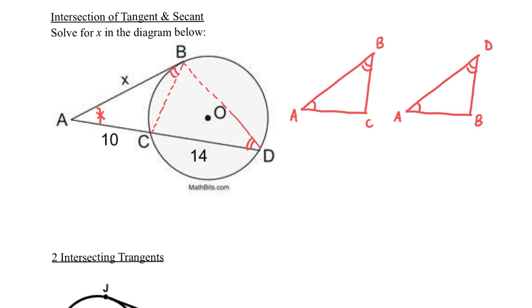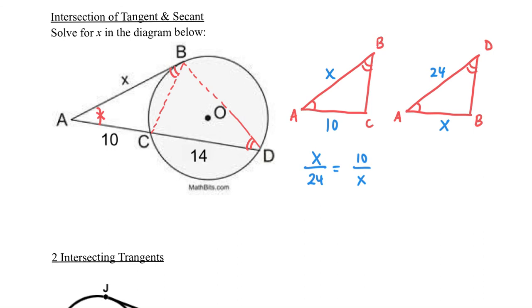Okay, let me plug in my side lengths. AB is X, which also appears here. AC is 10. And then AD is going to be 10 plus 14, which is 24. So now I can set up my proportion from my corresponding parts. X over 24 equals 10 over X. And then you can proceed from there, cross multiply and solve.